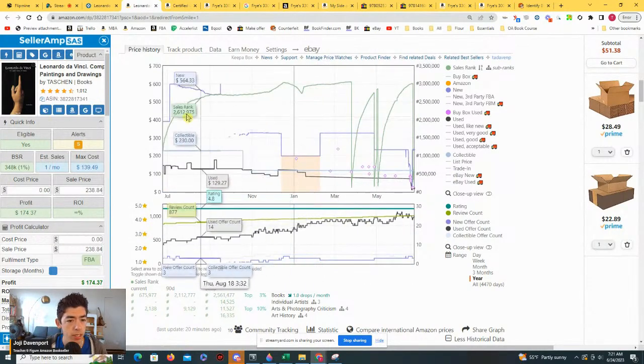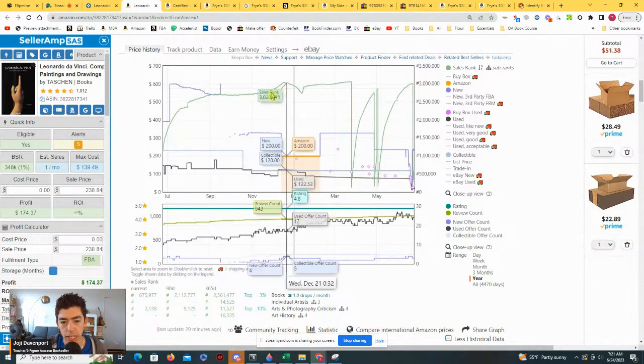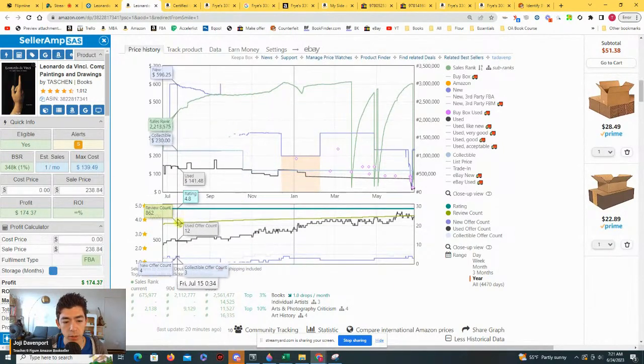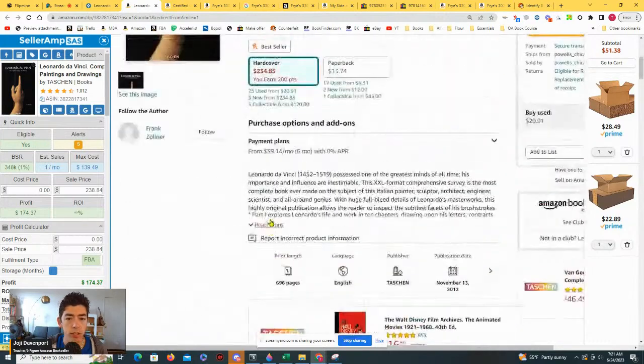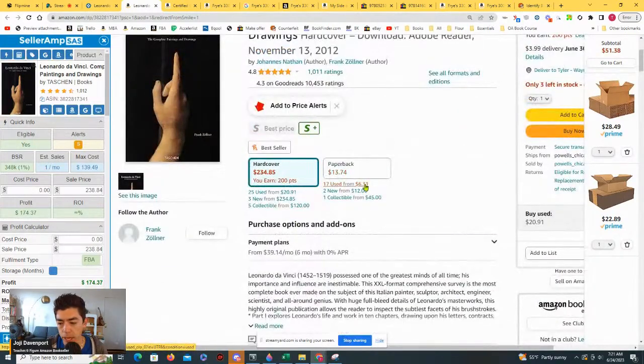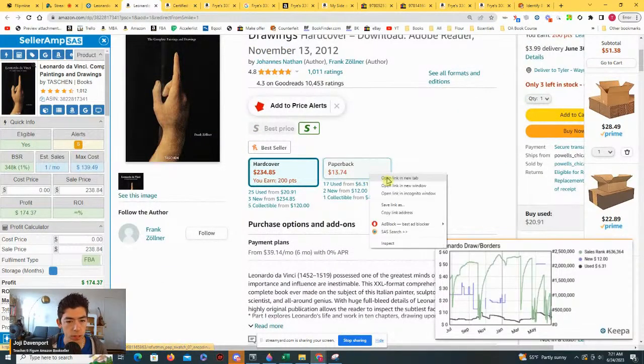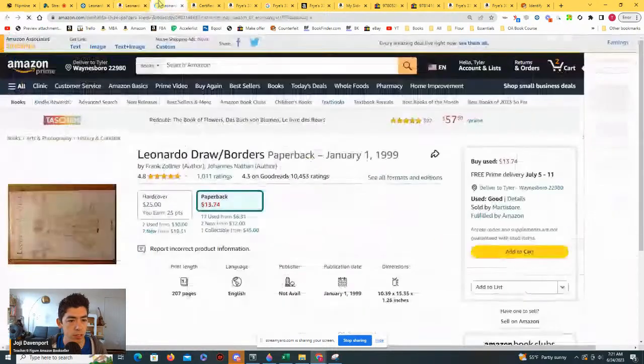So that's good. The sales rank of this book is a little bit weird. It's kind of not dropping, but you do see the review count of this book going up. So that could be because of the paperback, it probably is because of the paperback. Let's see if this is the same book or not.